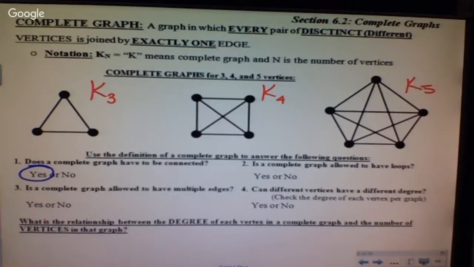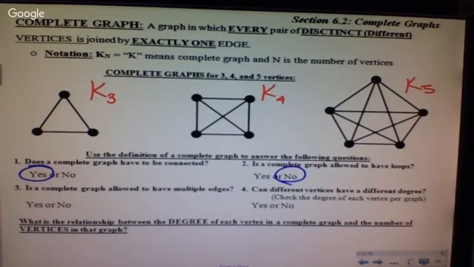Number 2, do you think a complete graph is allowed to have loops? Look at your pictures. No, they don't. These are all complete graphs. They are not allowed to have loops. There are no loops in a complete graph.